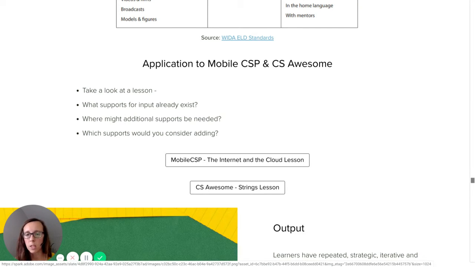Is there a place that's especially text heavy and where reading might be really challenging for students who are still early on in their English language proficiency? What supports might you consider adding? Are there some that I've mentioned here or others that occur to you now that could be really helpful?